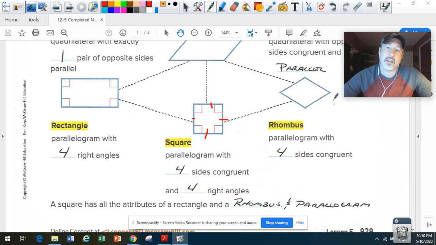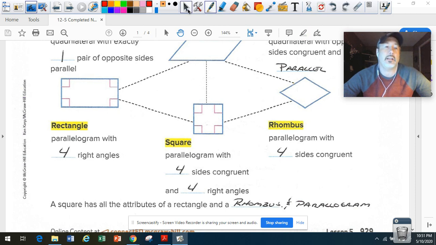Let's go over here now to the rhombus. Okay, a rhombus is also a parallelogram with four congruent sides. That means this is congruent, this is congruent, this is congruent, that's congruent. All four of these sides are congruent. But why is it not a square? Because it does not have four right angles. Very good. These are not right angles, and that is what makes it different from a square.